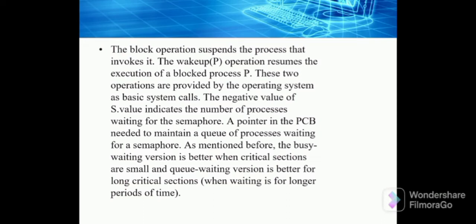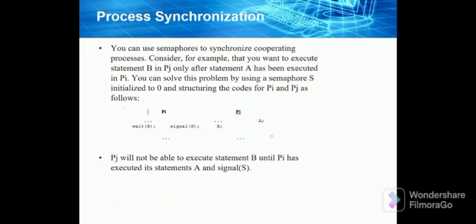These two operations are provided by the operating system as basic system calls. The negative value of S value indicates the number of processes waiting on the semaphore. A pointer in the PCB needs to maintain a queue of the processes waiting for the semaphore. As mentioned before, the busy waiting version is better for short critical sections, as the waiting is small, while the blocking version is better for long critical sections when waiting is for a longer period of time.